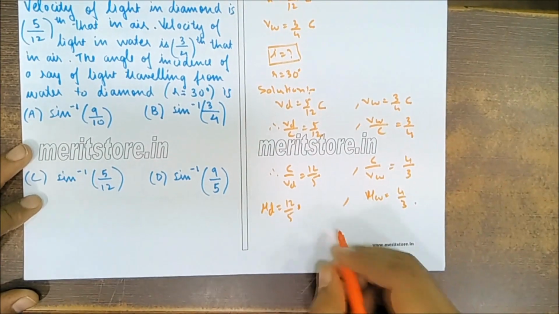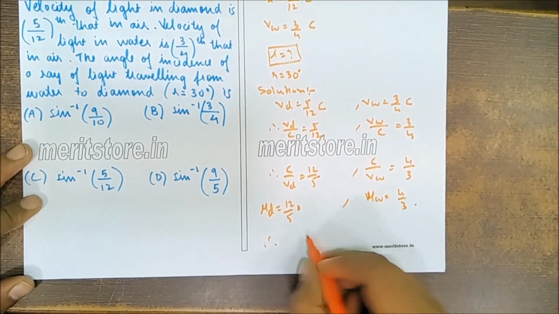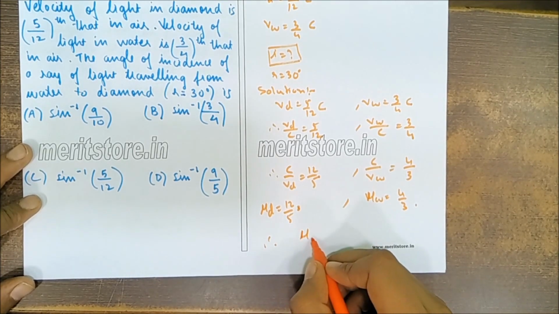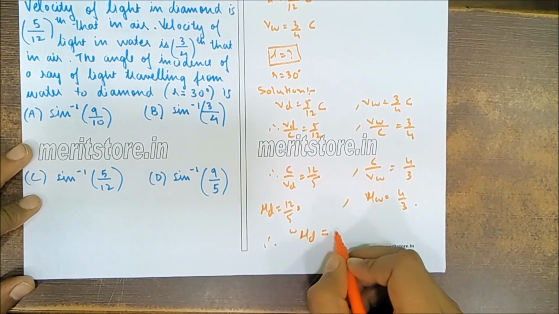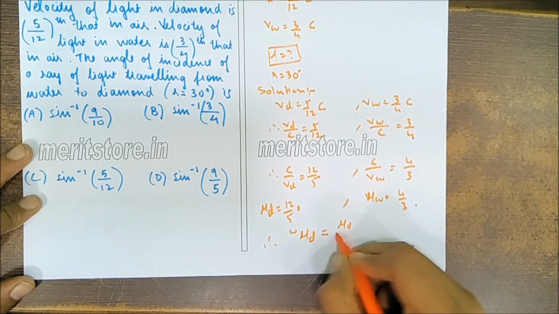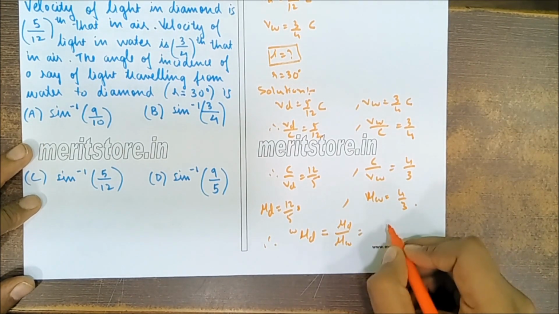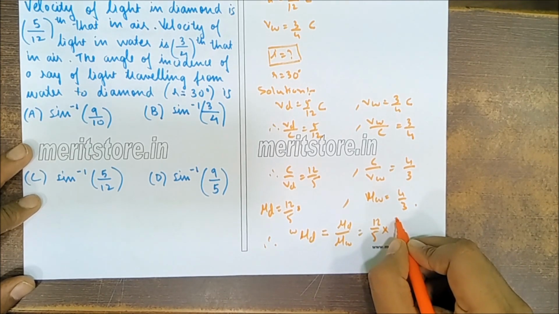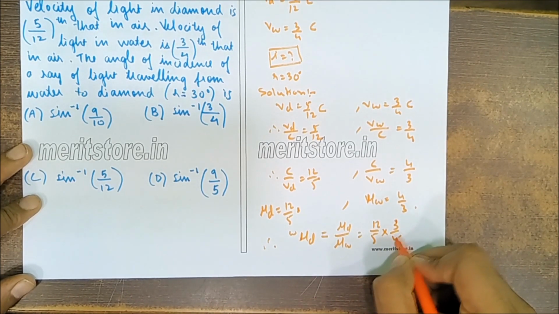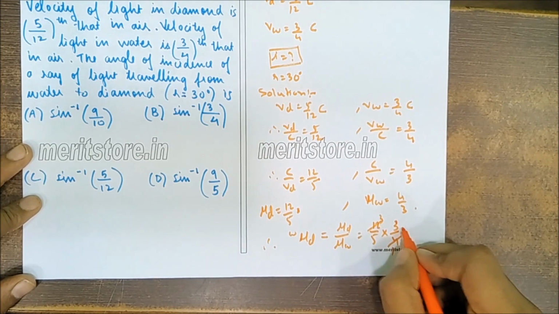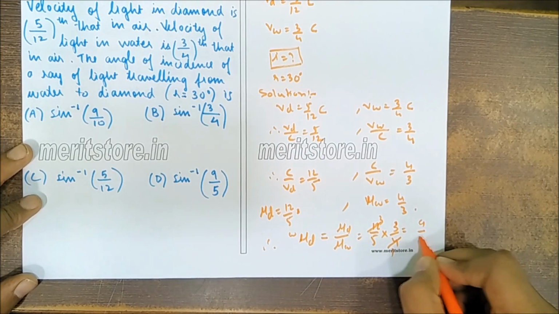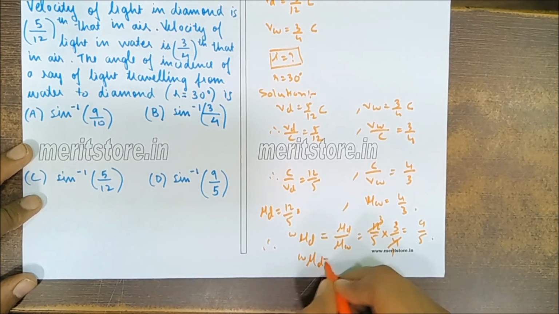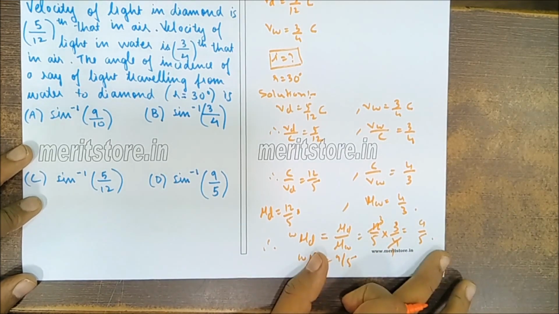Now, therefore, the refractive index of diamond with respect to water is mu D upon mu W. That means 12/5 into 3/4. 4 ones are 4, 3 fours are 12... this is 9/5. So this is W mu D is equal to 9/5.